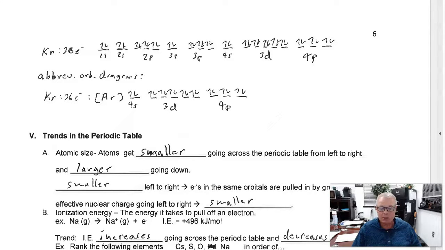If you have no unpaired spins, then that substance is called diamagnetic. All right, and that has different magnetic properties. We'll just go that way.